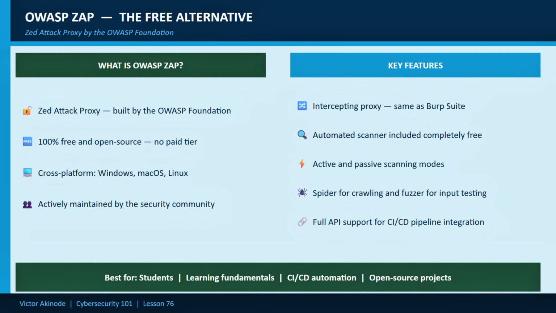OWASP ZAP is best for learning web application security without spending money, automated CI/CD security testing in development pipelines, budget-conscious organizations that need professional tools, and open source security projects and community testing.